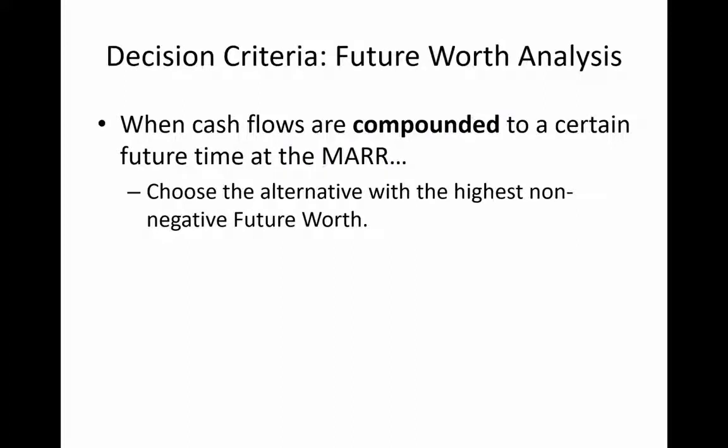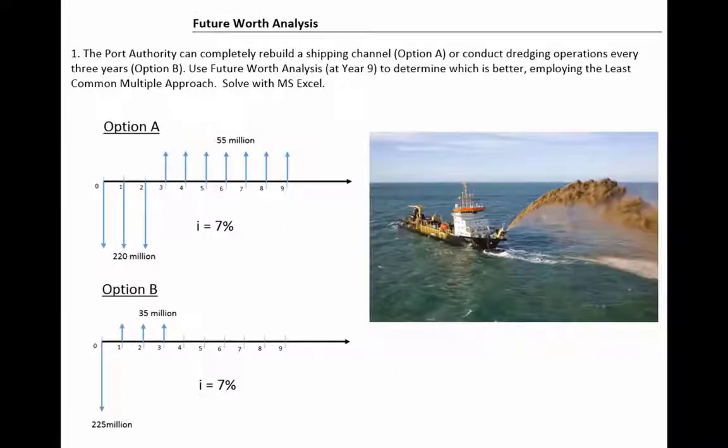Decision criteria. So it's similar to present worth analysis, except that instead of moving the cash from the future to the present by discounting, in the case of future worth analysis, you're compounding the amounts. So you're compounding the amounts to the future using the interest rate of the MARR, and then the way that you choose between one option or the other is you pick the alternative that has the highest non-negative future worth. So same idea as before. You want the options to be profitable, and then you choose the most profitable of the two.